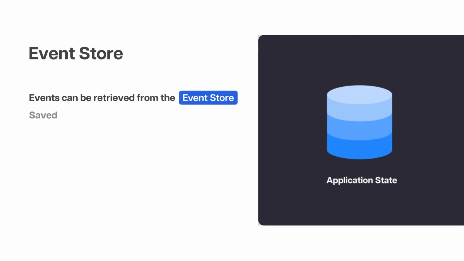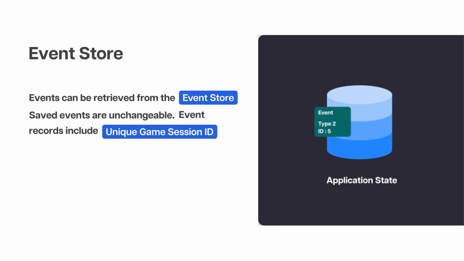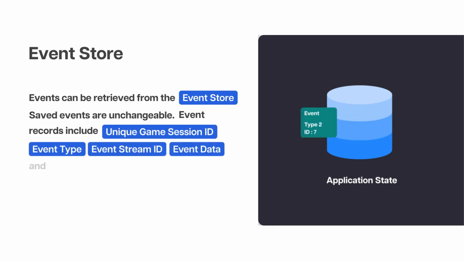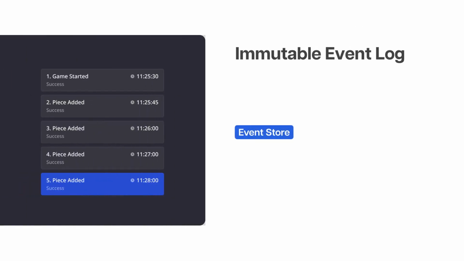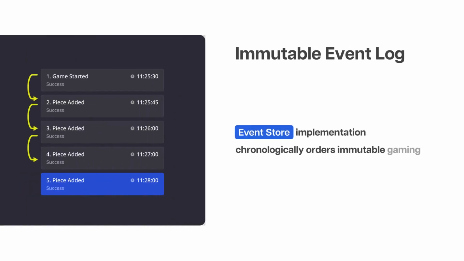Event store. Events are stored in the event store and can be retrieved as needed. Once saved, these events are immutable. Each event record includes essential information such as the unique game session ID, event type, event stream ID, and event data, among other details. This provides durability and historical tracking of game actions. Immutable event log. The event store implementation provides chronologically ordered immutable events of a gaming session, which ensures accurate tracking of puzzle progress.